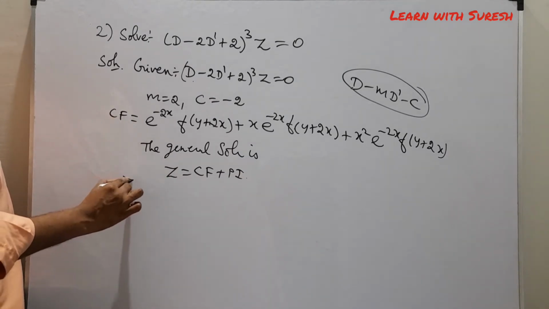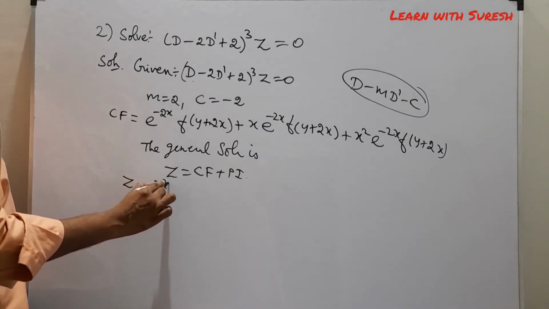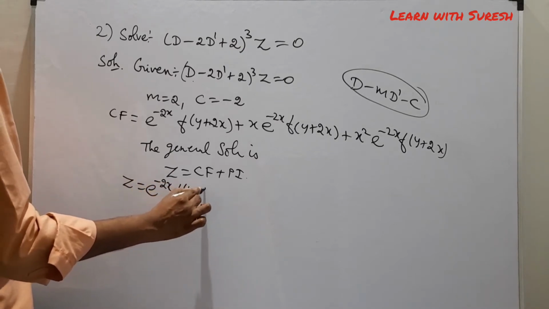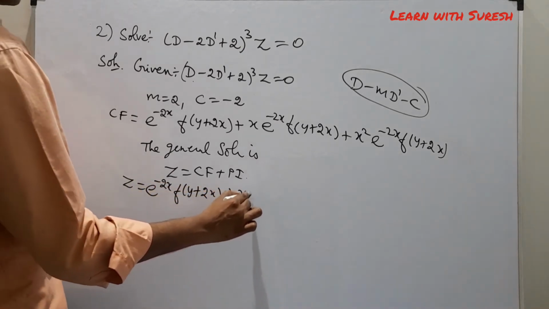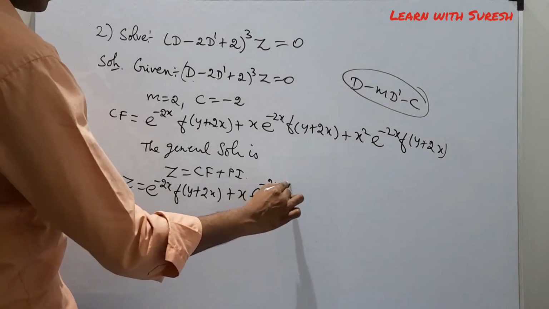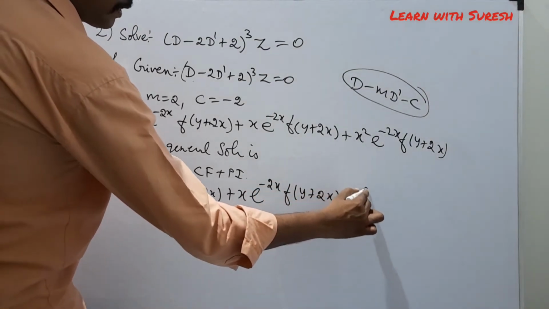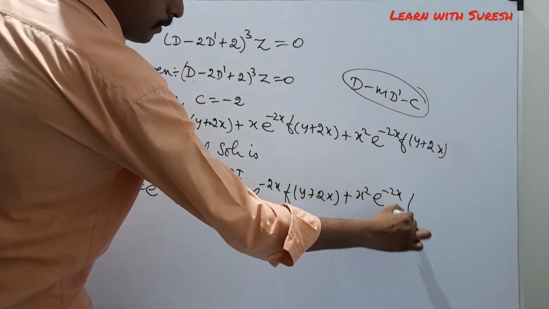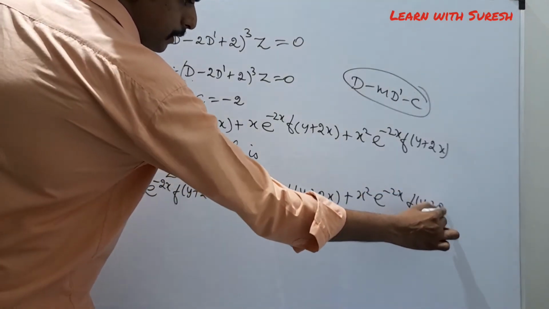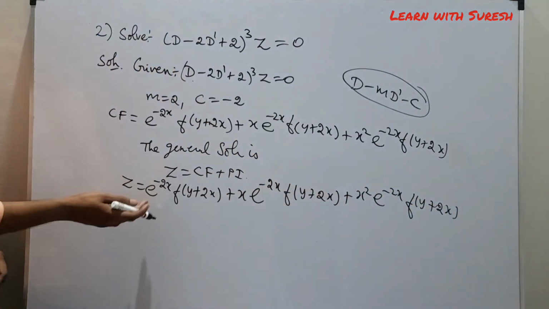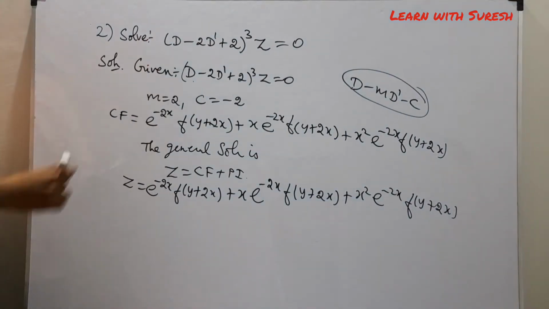Now the solution is z equal to e power minus 2x f of y plus 2x, plus x into e power minus 2x f of y plus 2x, plus x square into e power minus 2x f of y plus 2x. This is the solution for the given partial differential equation.